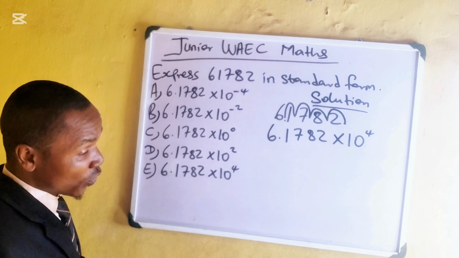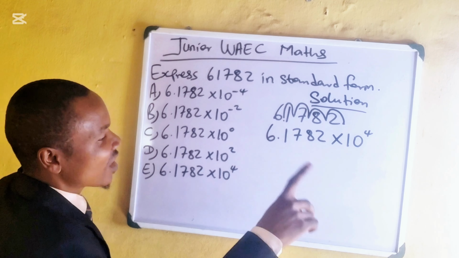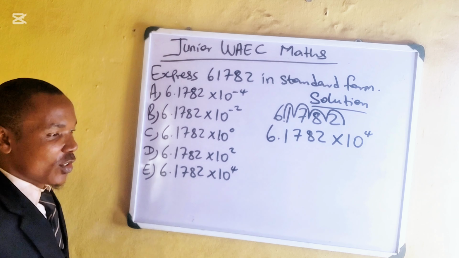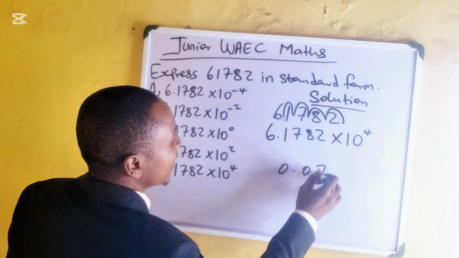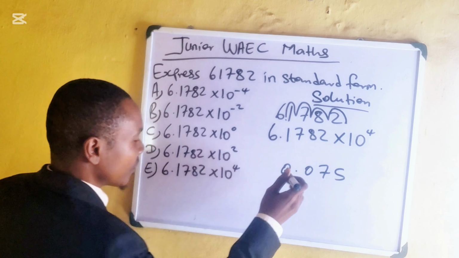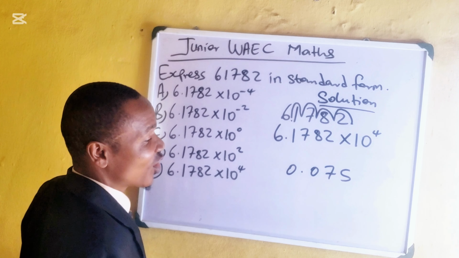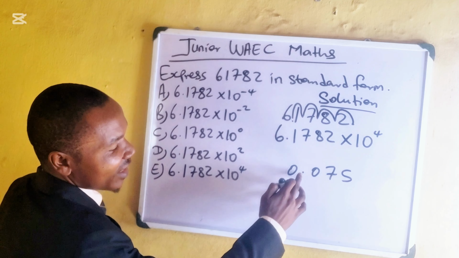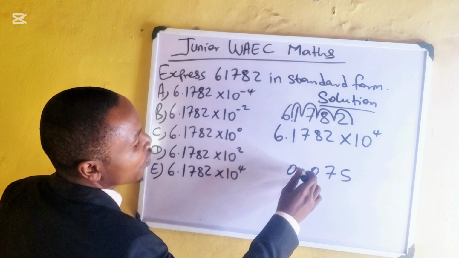Positive. If you move towards the left, the power should be what? Positive. But if you move towards the right, for example, when you have something like this, assuming that we have something like this, you notice that the first significant figure is the first digit that is not 0, which is 7, and the decimal point is here. For you to get to the back of this, you have to move towards the right.